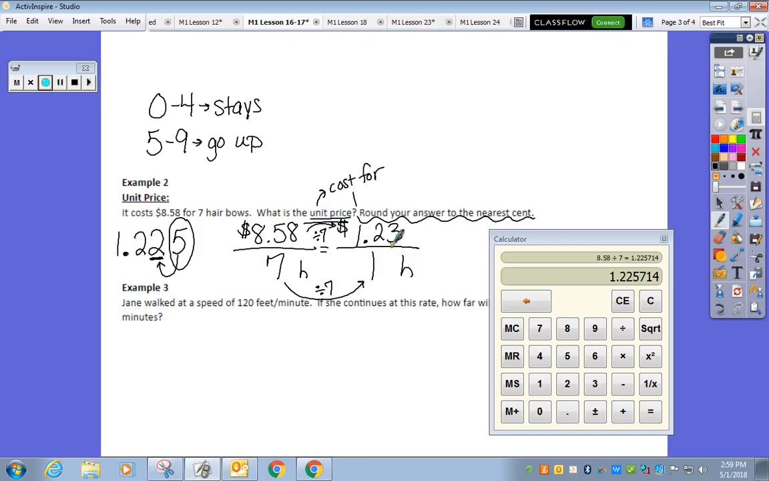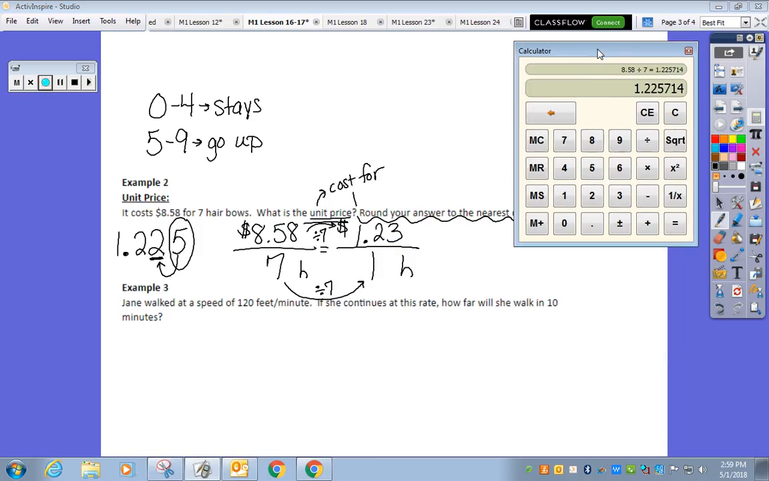Okay, so looking at example 3, it says that Jane walked at a speed of 120 feet/minute. Now, I'm not going to say slash when I read this. This says per. So remember we said that slash means per. So Jane walked at a speed of 120 feet per minute. Also remember that per means for one. So this is saying 120 feet for 1 minute. If she continues at this rate, how far will she walk in 10 minutes?